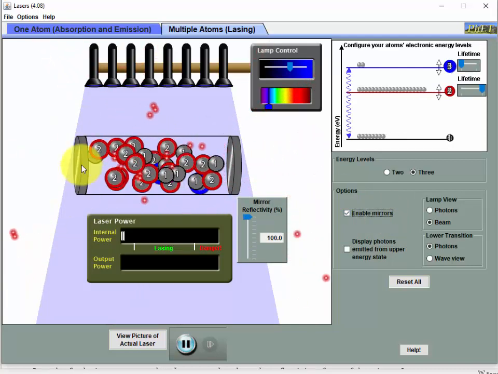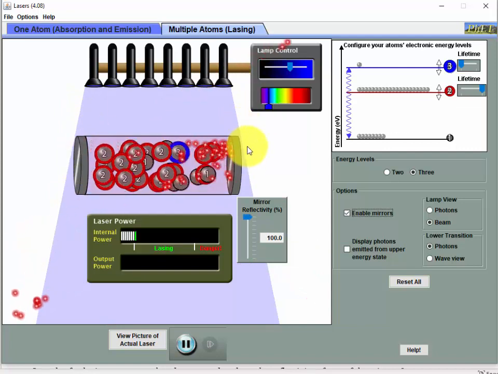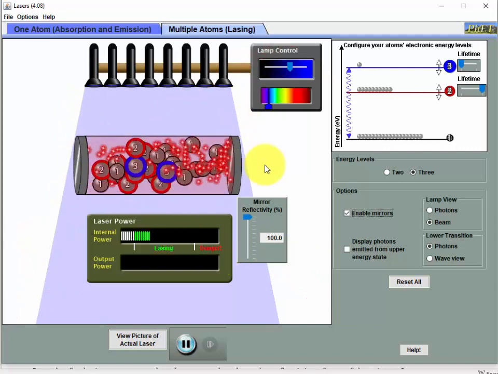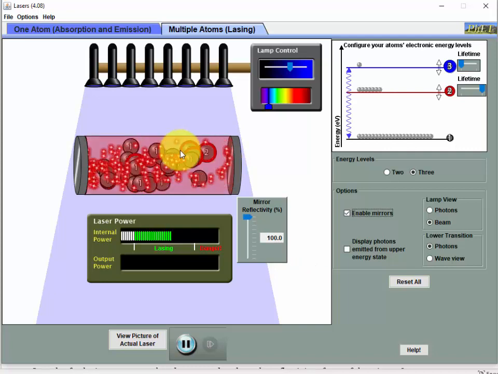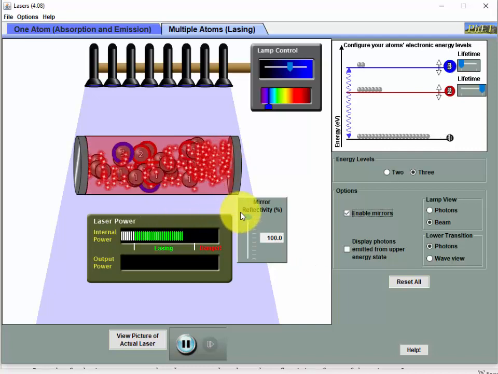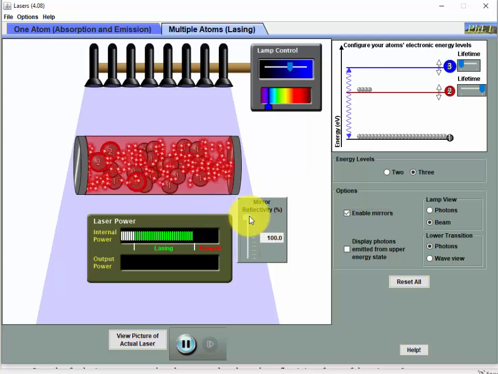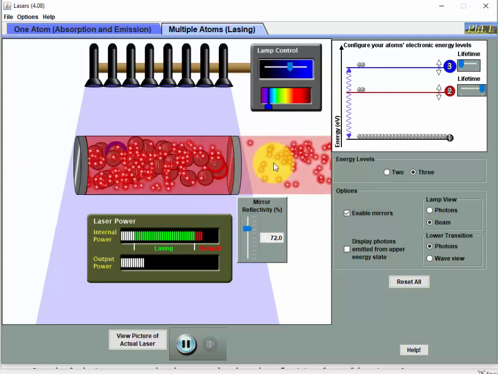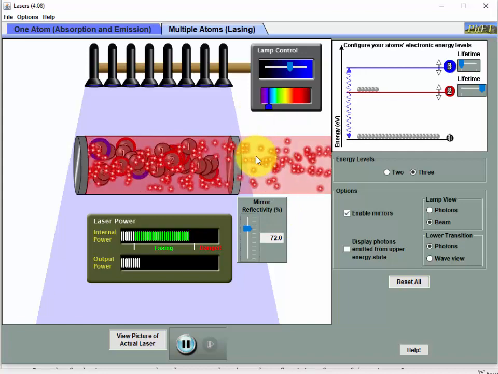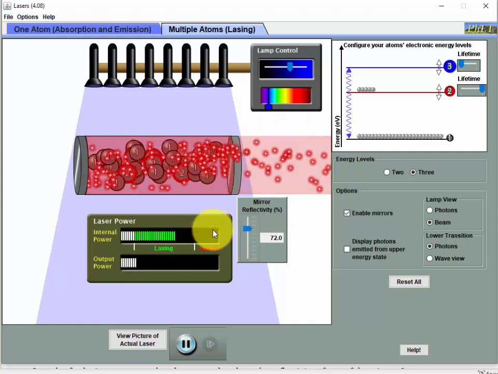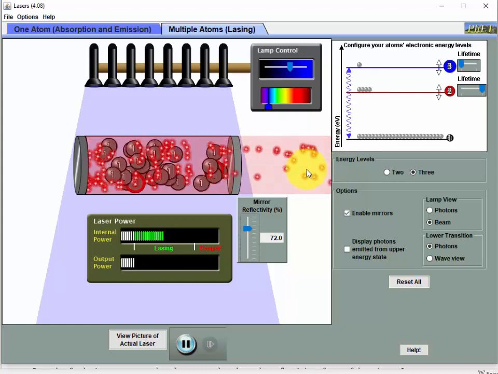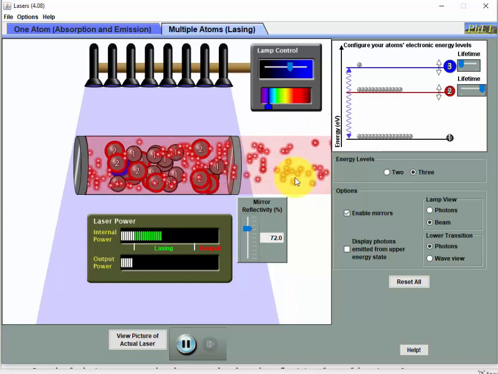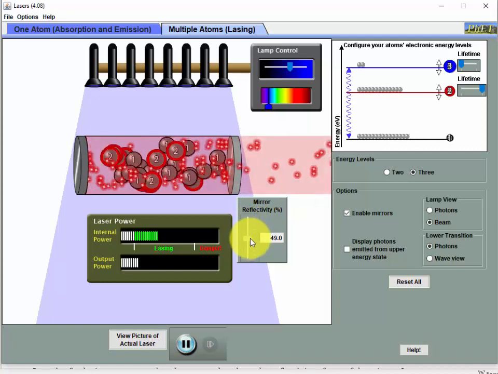Now we can enable the mirrors, and essentially I put a mirror right here and a mirror right here, and now you can see that these guys are starting to bounce back and forth, and they're actually stimulating the other atoms to release their electrons. So this is called stimulated emission. Now I'm decreasing the mirror reflectivity over here because it was going up into the danger tab, and you can see light spilling out. This is a single color, coherent light, and this is more or less a laser. We can spit out more light, like this.